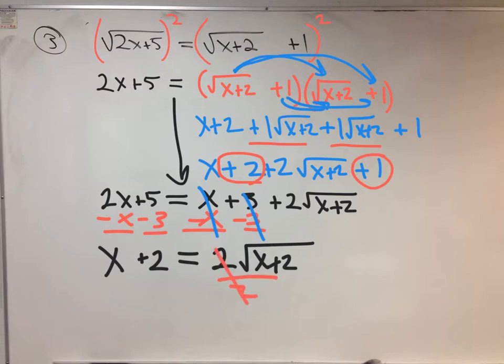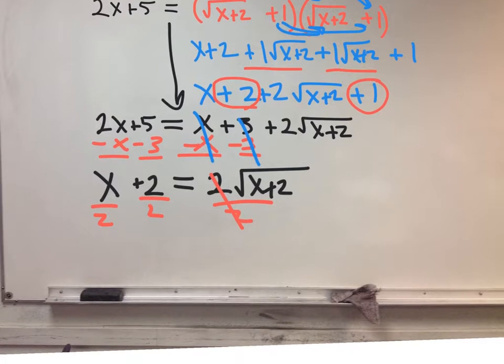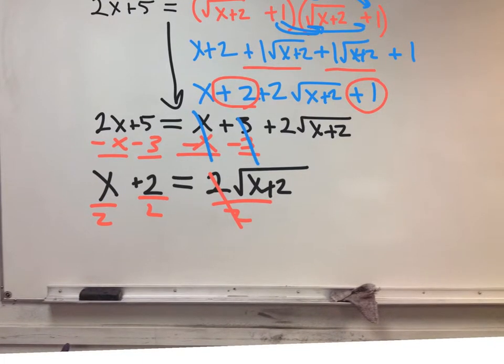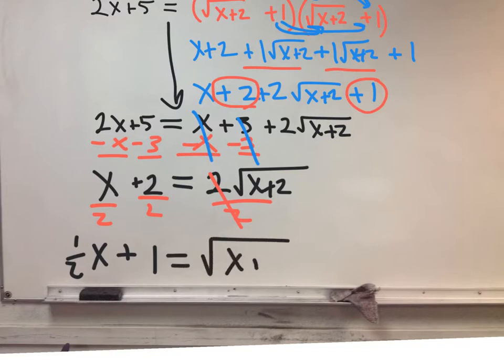And also what I do to one side, I do to the other side. I need to divide the whole left side by 2. In other words, divide everything by 2. Okay? So what I have now is really x divided by 2. What is x divided by 2? That's really just half an x. So that's 1/2 of an x. 2 divided by 2 is 1. Equals the radical x plus 2.